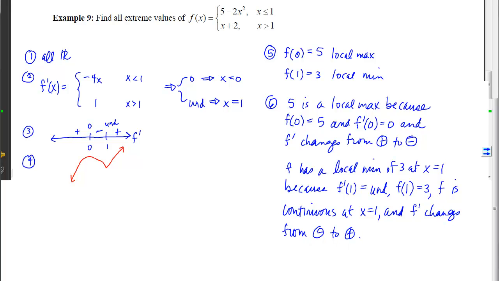What I'd like you to do is think about why with example 9 it was important to say that f was continuous.